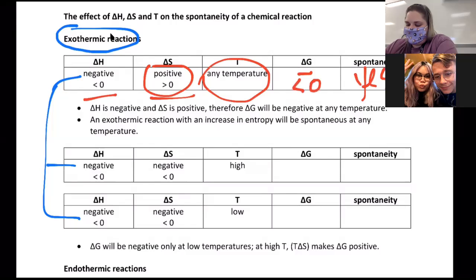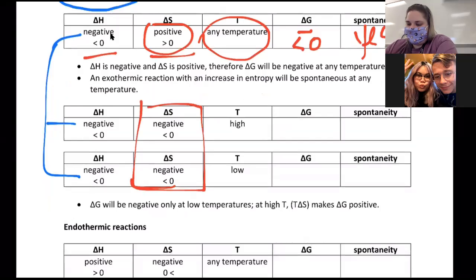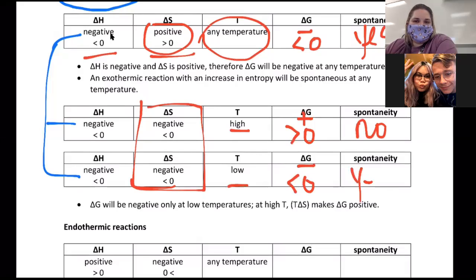On the other two situations, delta S is negative on both of these. If I have negative delta H and negative delta S, then it depends on the temperature. With a high temperature, delta G will be positive, meaning greater than 0, and so this is not spontaneous. If the temperature is low, delta G will be negative, meaning less than 0, and then it would be spontaneous. So for all of these situations, you kind of just have to memorize which ones go with what, and how it causes it to be spontaneous or not.